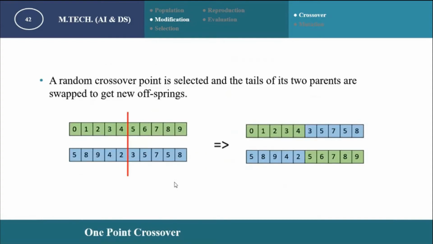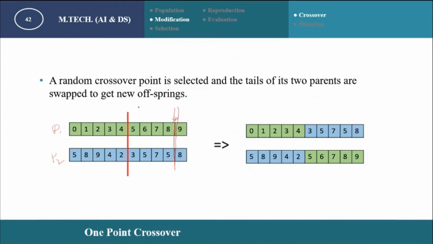So the one-point crossover, in the case of one-point crossover, what we do is a random crossover point is selected and the tails of the two parents are swapped to get new offsprings. So like this is the first parent, this is P1 and this is P2. P1 and P2 are divided into two different parts. At some certain point, it may not be at the middle itself, it can be at this position also, no problem. The position of the crossover point is also selected based on some probability.